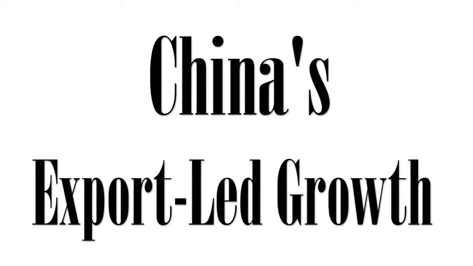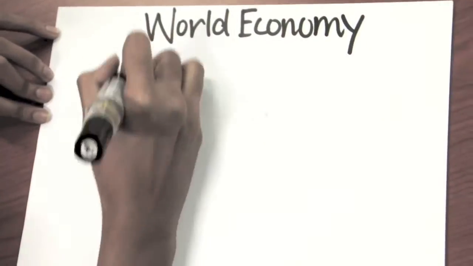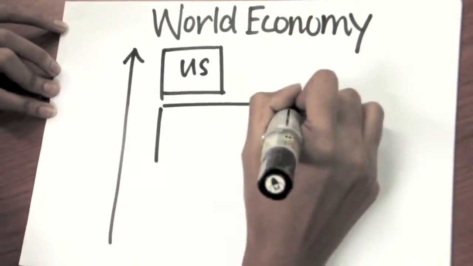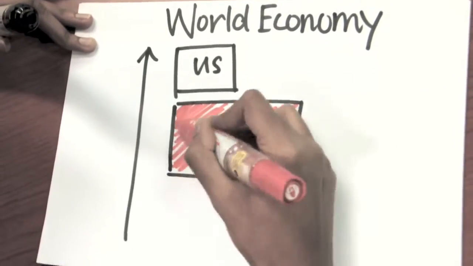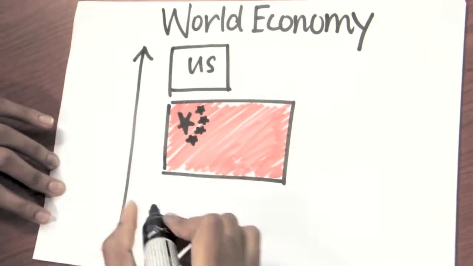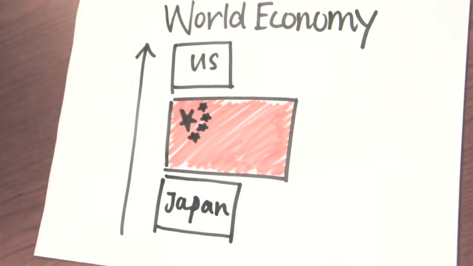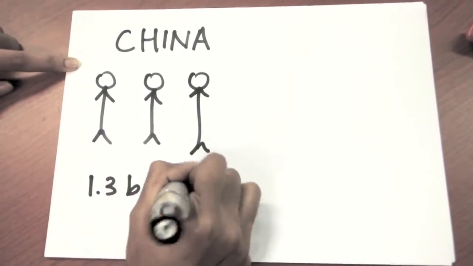China's export-led growth. Do you know that China is the world's second largest economy right after the US? It overtook Japan in 2010 and climbed to the second spot. With a 1.3 billion domestic population, its size is 3 times that of the US.